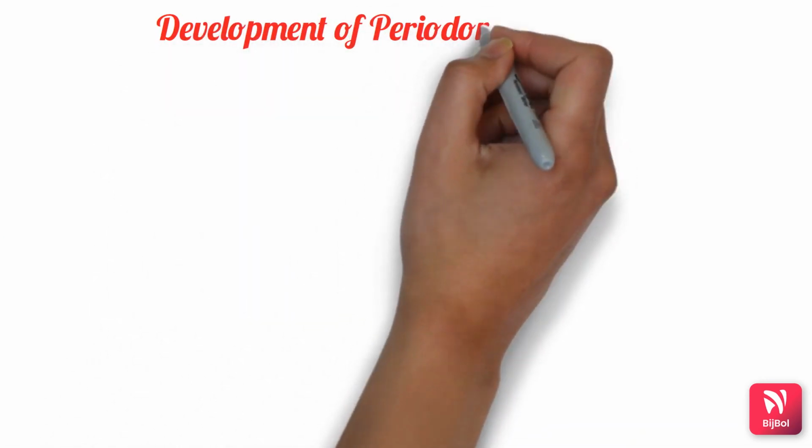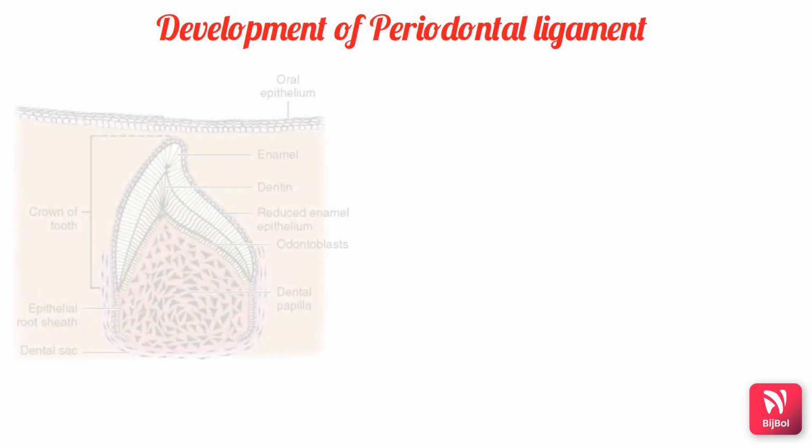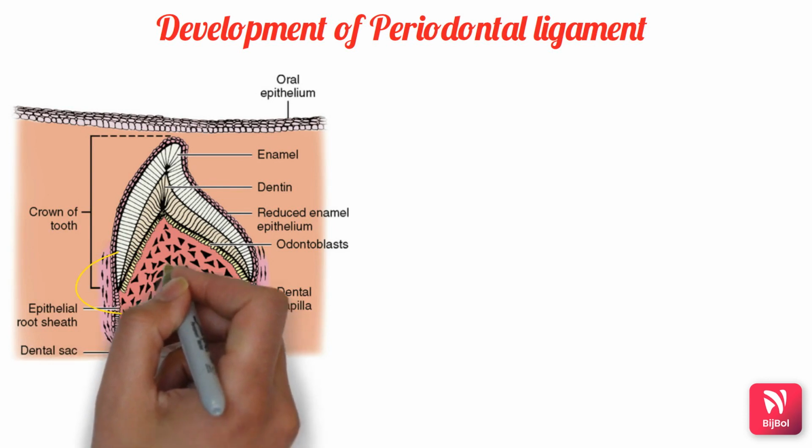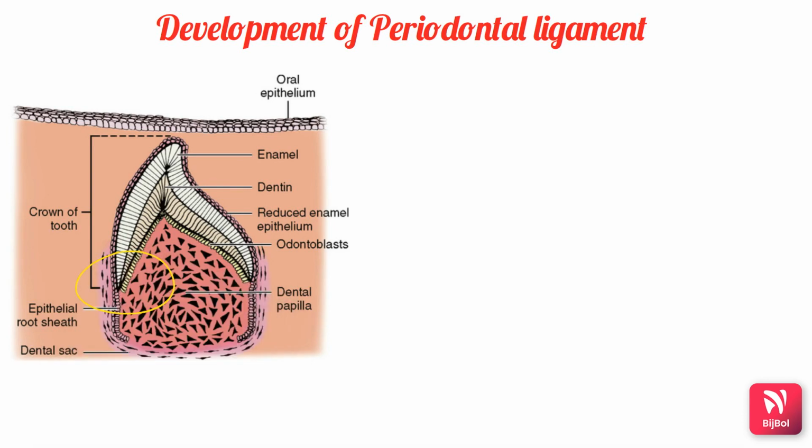If you see tooth development around the advanced bell stage, the mineralized structures like enamel and dentin are formed, that is, a complete crown is formed. After the crown is formed, from the cervical loop, both the inner as well as outer enamel epithelium extend downward as a two-layered cell, which is nothing but Hertwig's epithelial root sheath, which extends downwards to help in root dentin formation.